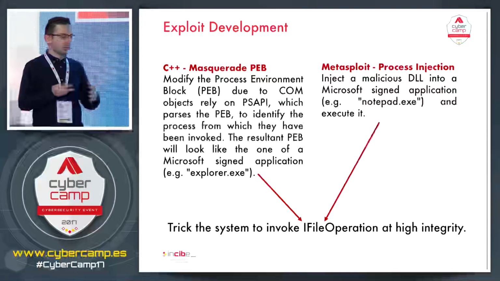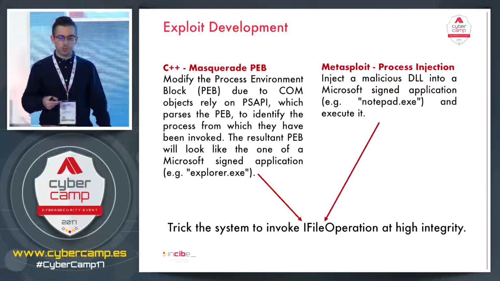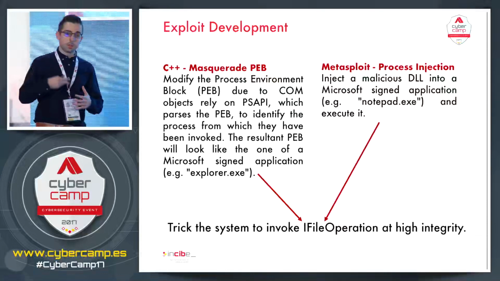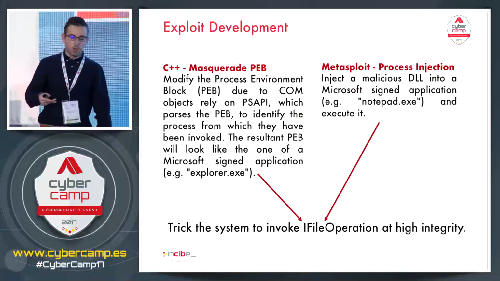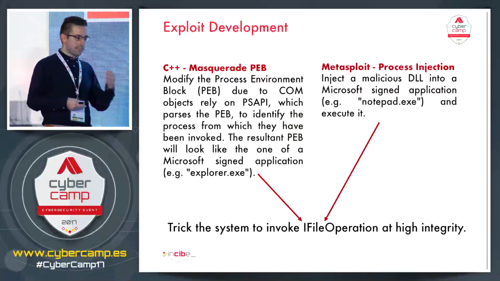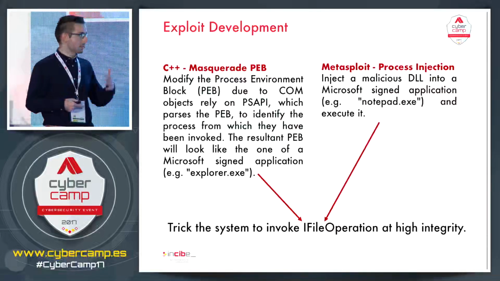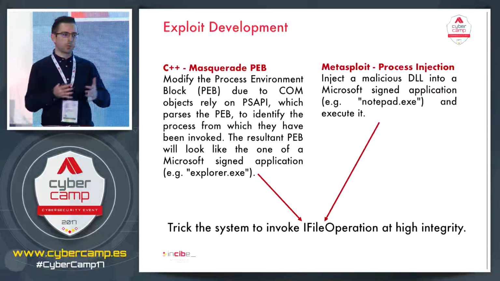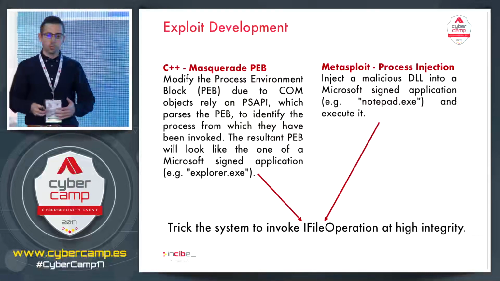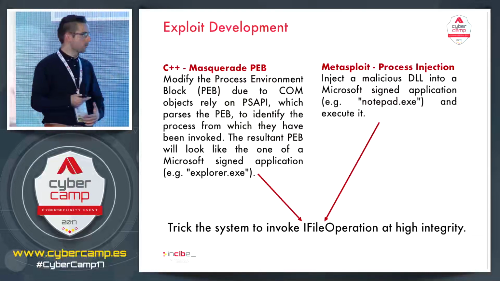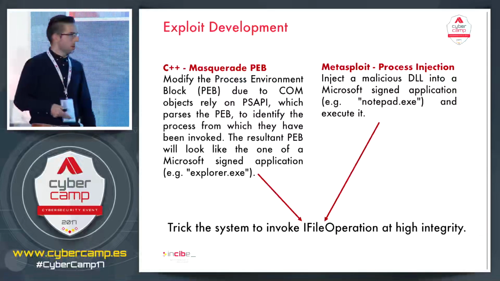Well, we want the process environment block in our process to look like an application with a trustworthy certificate from Windows or Microsoft, so that to the eyes of PSAPI, it looks like one of those applications. Why? Because PSAPI tells the COM object we are invoking which process is invoking it. If we change the process to make it look like one of these processes, we will be able to run the object with the highest integrity level.